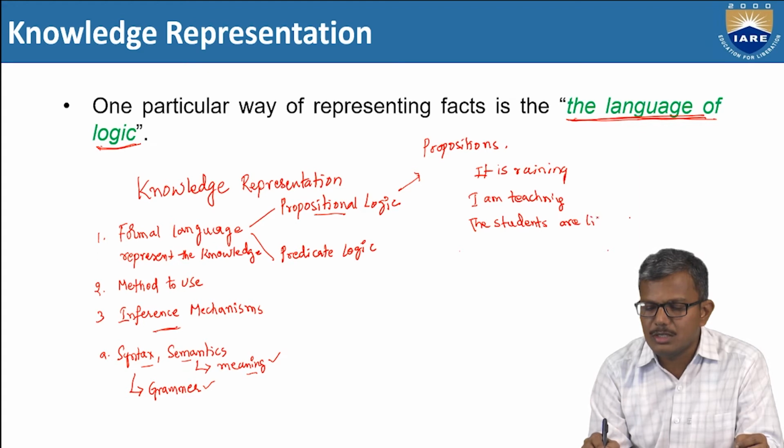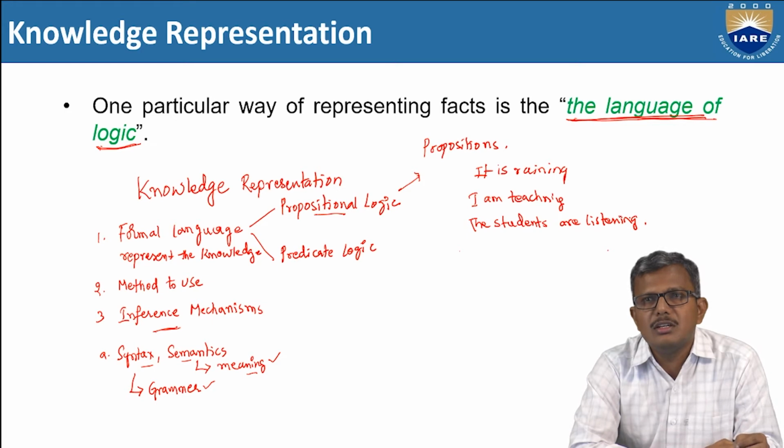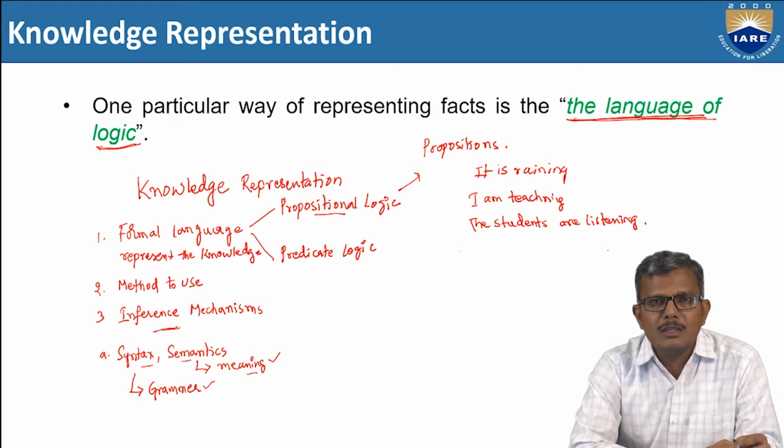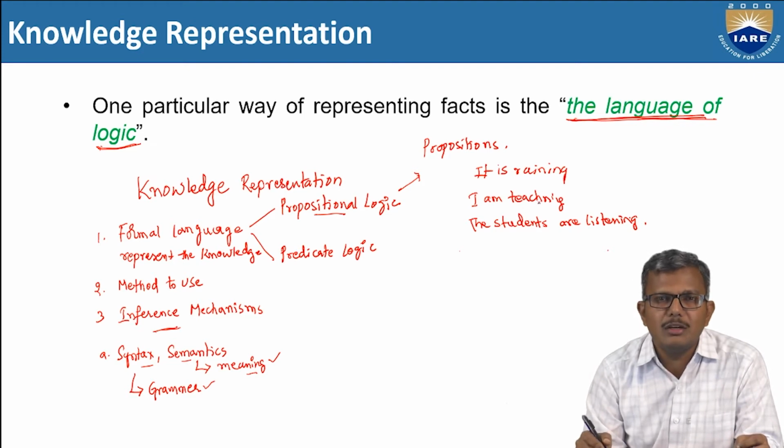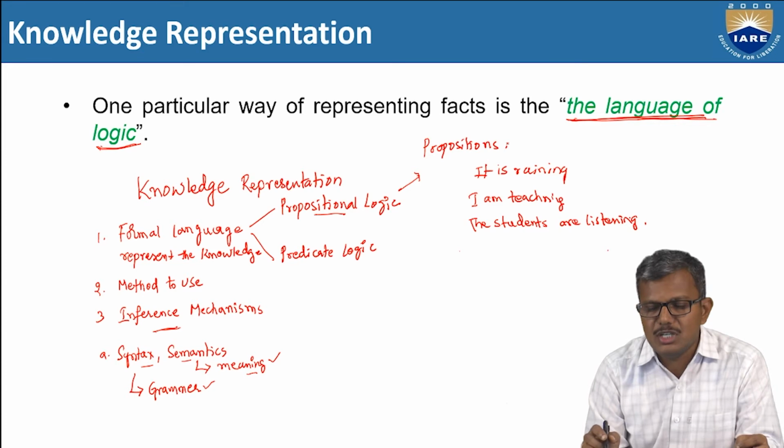The students are listening. So these kinds of sentences I can say are the propositions. But you may have a doubt: Sir, you have represented these things in English, so how can we say that these are propositions? See, propositions are nothing but some kind of sentences, or declarative sentences, which represent certain kinds of English statements.